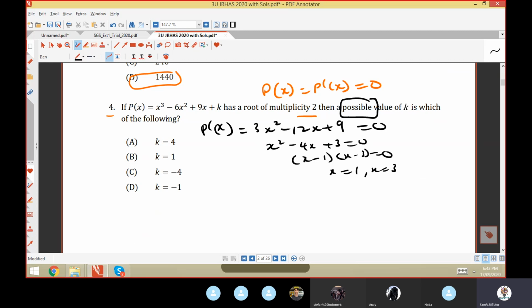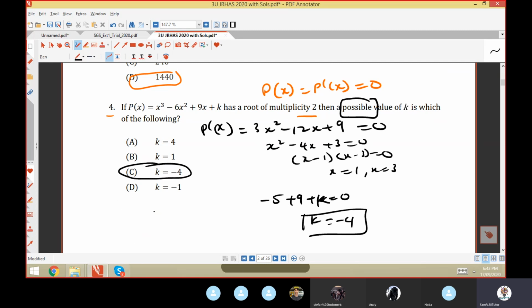If it was at 1, it would look like this. 1 minus 6 is minus 5, plus 9, plus k must equal 0. Correct? So from that I can straight away say k equals negative 4. So k equals negative 4 is a possible solution.